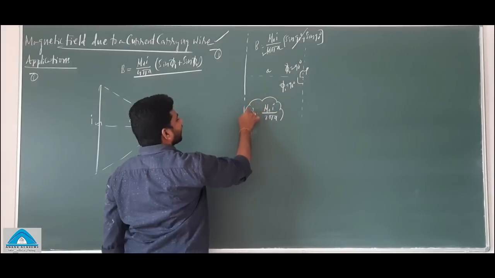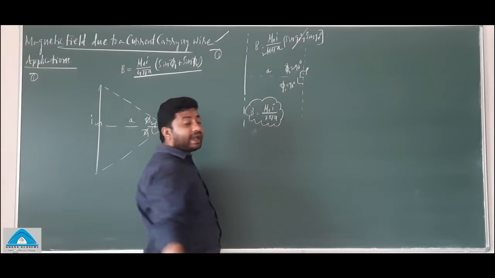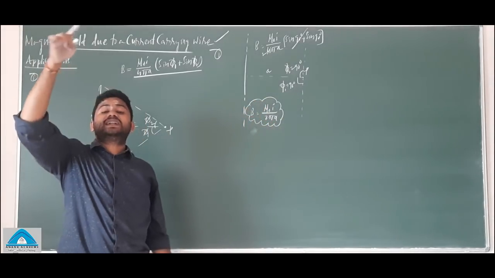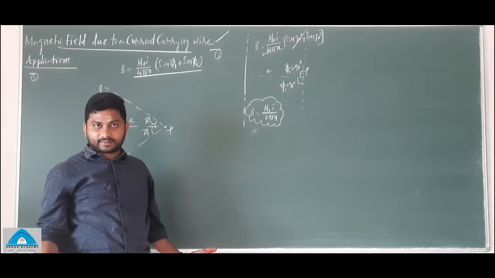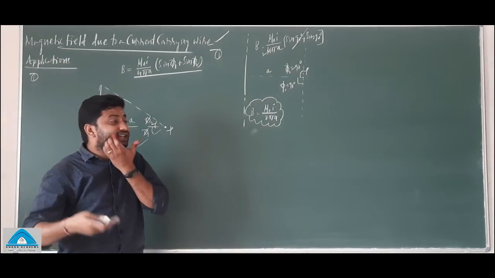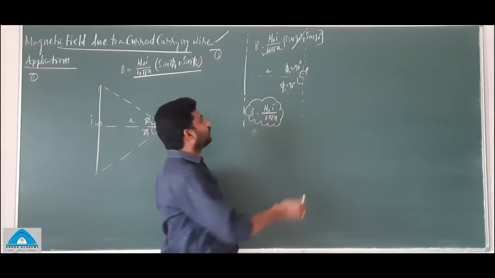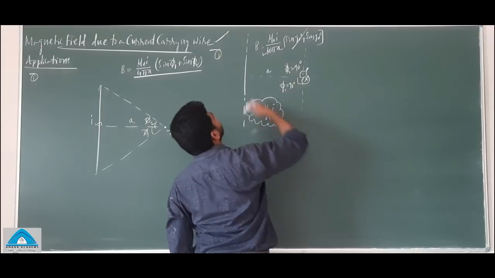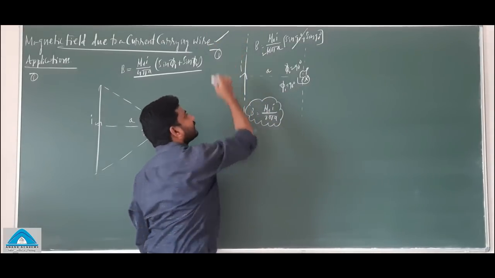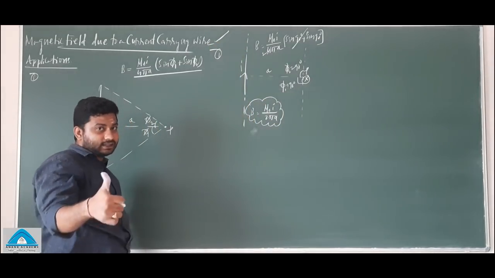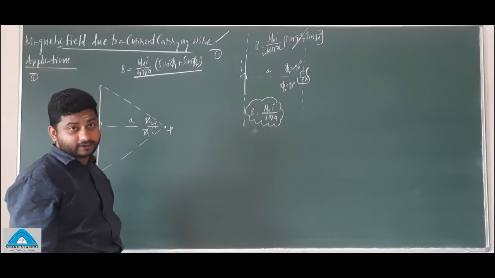So this is the magnetic field due to an infinite current carrying wire, right? And what is the direction of the magnetic field at this point? The direction is into the plane because current is moving in this direction. Done? I hope it is very clear.